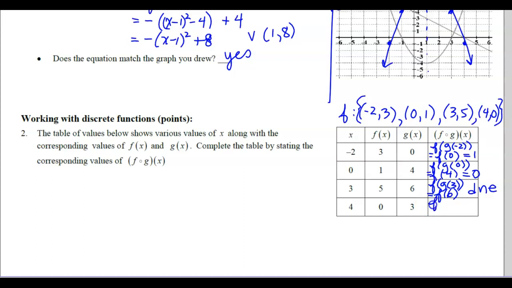Then f of g of 4. Well, what's g of 4? It's 3. Okay, so now we look at this column. When x is 3, that's 5. That's what composition is. Now we need to look at the domain of a composition of functions.